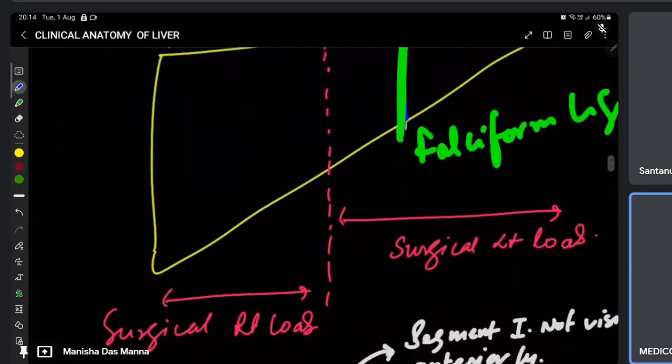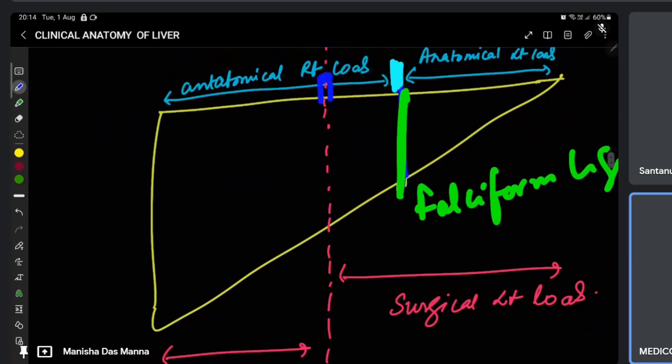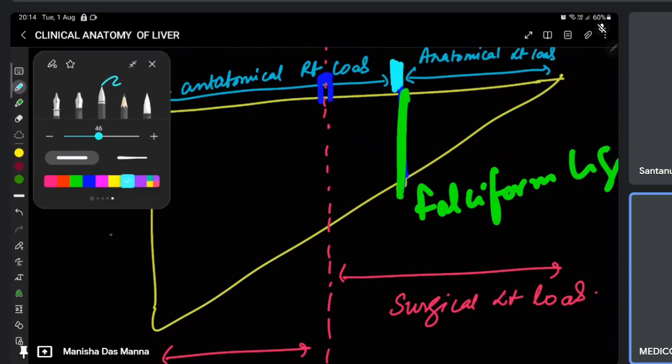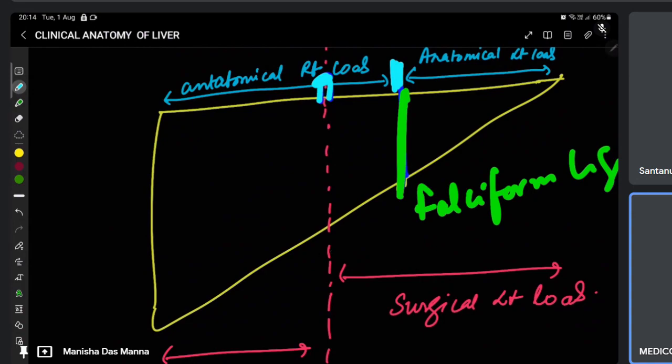Yeah, this is the IVC, and somewhere here is the gallbladder, which is obviously on the posterior aspect, but some part of the gallbladder is visible from the anterior aspect also. So, IVC and gallbladder.